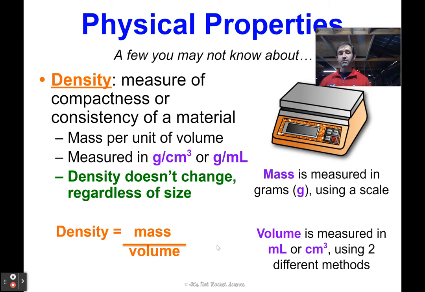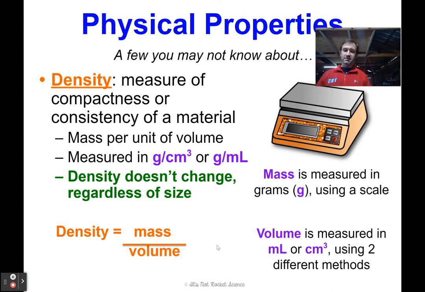Density doesn't change regardless of size. Okay, so what that means is, if I have a handful of lead or lead that's a giant, size of a car, the density is the same, it doesn't change. Mass is measured in grams, volume is measured in milliliters or centimeters cubed, using two different methods, usually for solids or liquids.